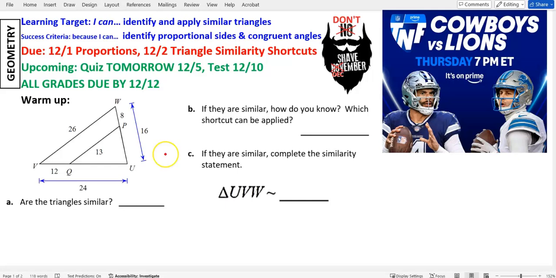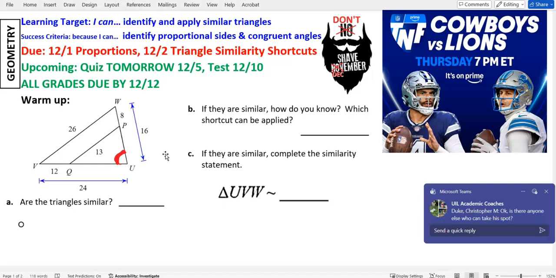So on this warm up, this was a problem on your assignment yesterday and the day before that some people struggled on. So I want you to notice something. Do y'all see that there are two triangles here? There's a big WVU triangle, and then there's a smaller PQU triangle. Do you see how they're on top of each other? So when they're on top of each other, they're going to share this angle U that they both are kind of overlapping each other on. Okay. So both triangles share angle U, so I put an arc there.